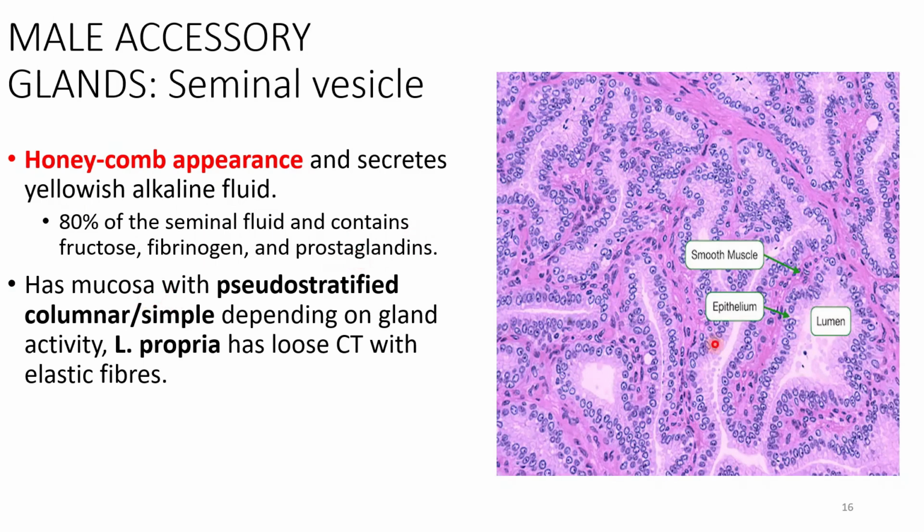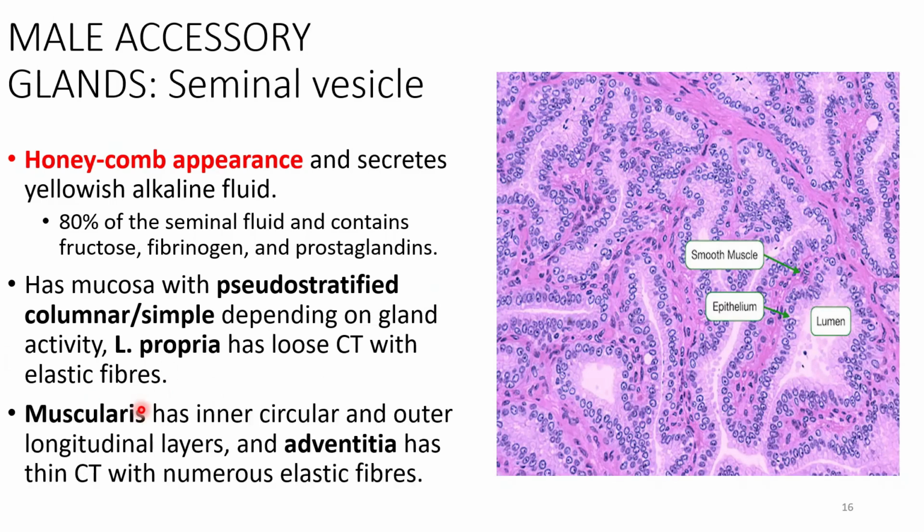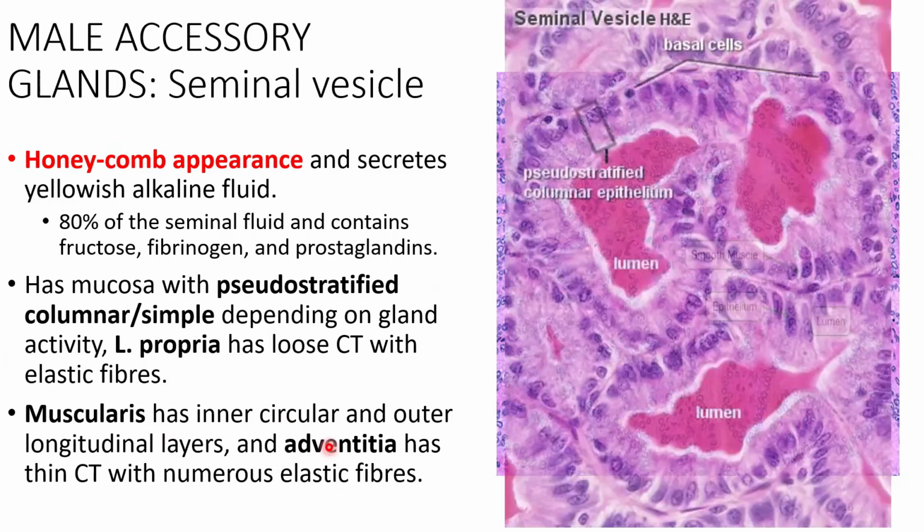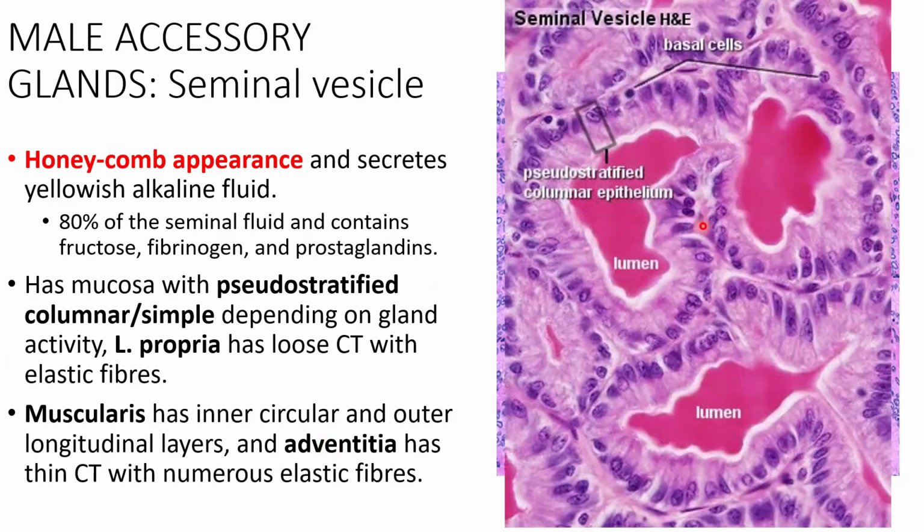Once again, it has a mucosa, which is pseudostratified columnar epithelium. It has a lamina propria, which has loose connective tissue and elastic fibers. That's the reason why it will appear somewhat fibromuscular. And then it has a muscular bit, the inner circular and the outer longitudinal, and then an outer part which is the adventitia. So we need to appreciate this is what we'll be looking at now. The lumen has a honeycomb appearance, with the epithelium, which is columnar epithelium. Then the muscular bit, inner circular, outer longitudinal, and then the adventitia.